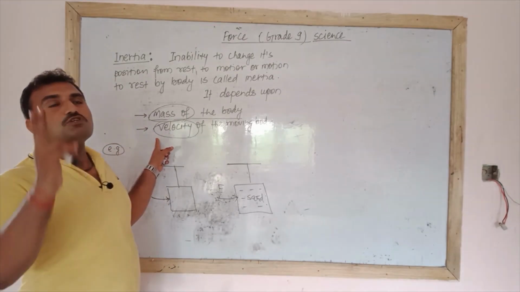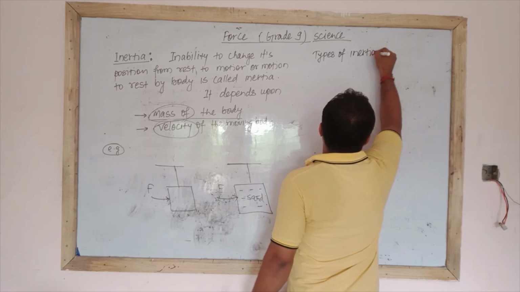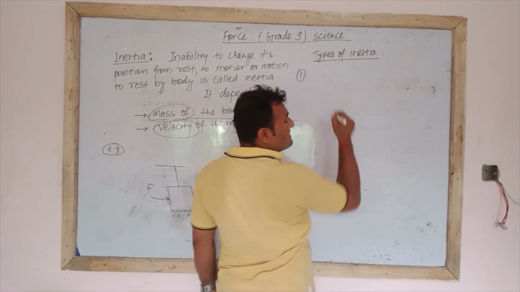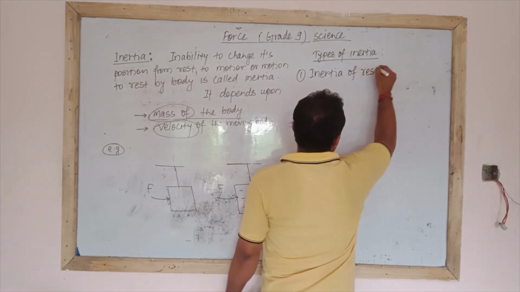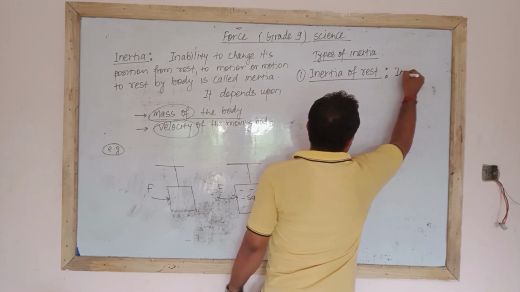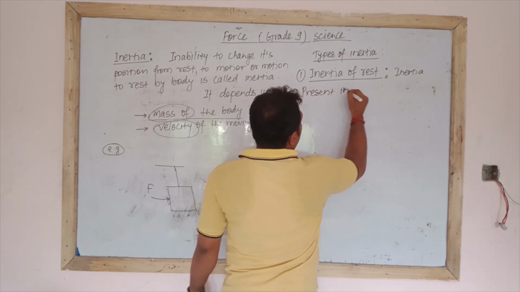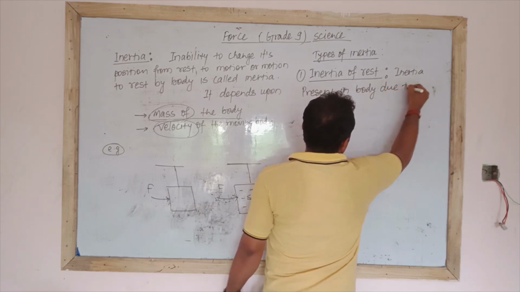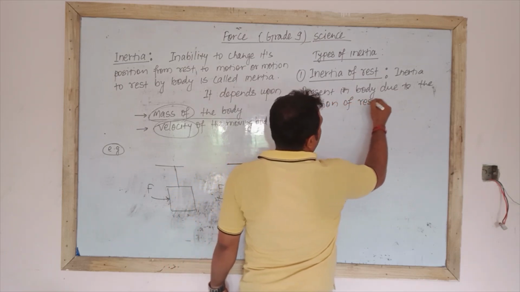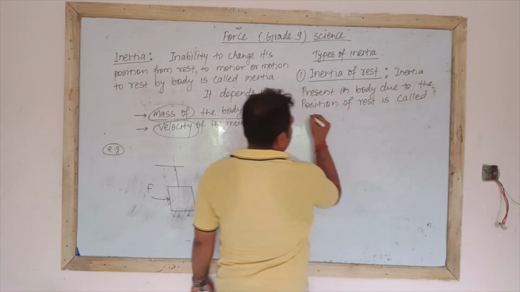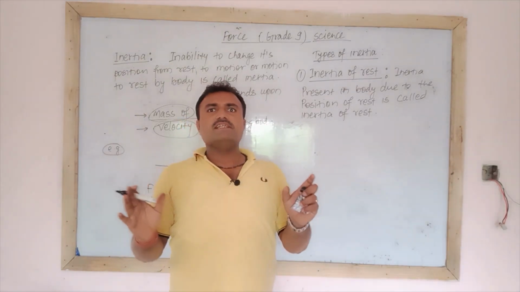Inertia is classified into two types. Here we have types of inertia. Inertia present in an object at rest is known as inertia of rest. Inertia present in a body due to the position of rest is called inertia of rest. That inertia of rest is always present in a resting body.